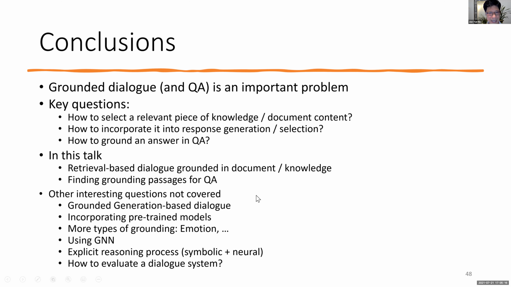And well, I have not covered a lot of other things. For example, the grounding could be grounding on some emotion. And we can also incorporate the pre-trained model, as I mentioned, and I have not talked about that. And there are potentially different ways to model the knowledge. For example, we can have a knowledge graph. We may also want to combine symbolic reasoning with neural approaches, and there is some work on that currently.